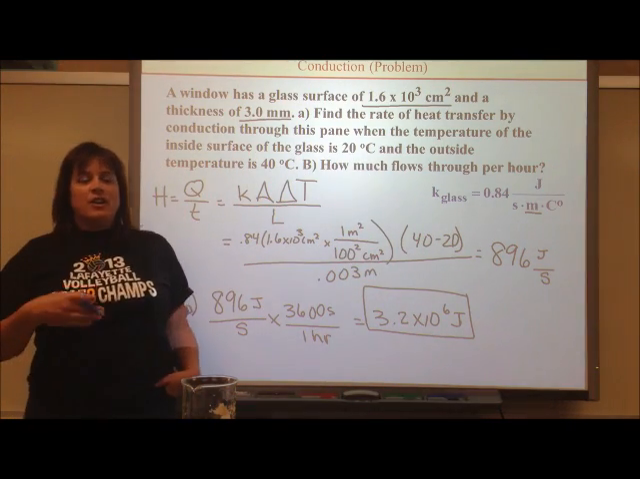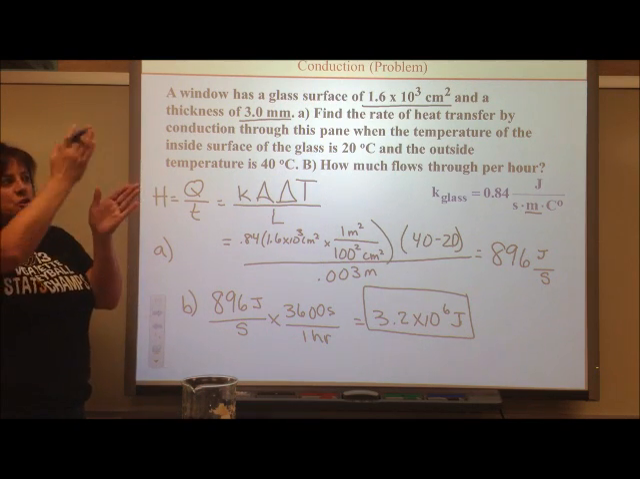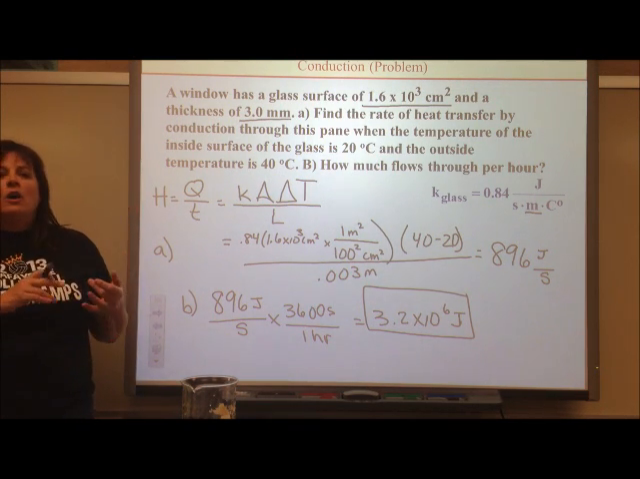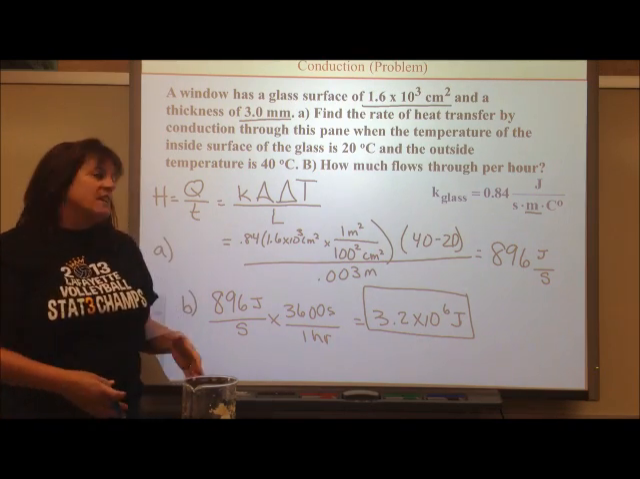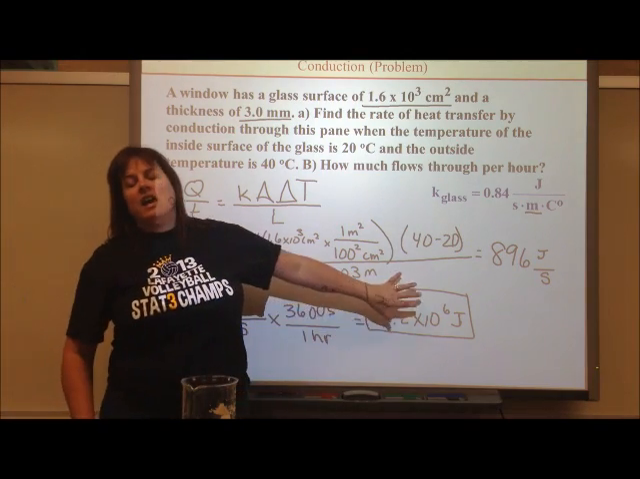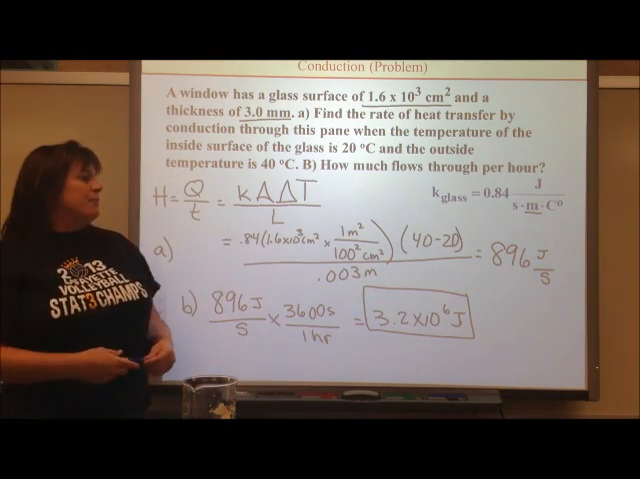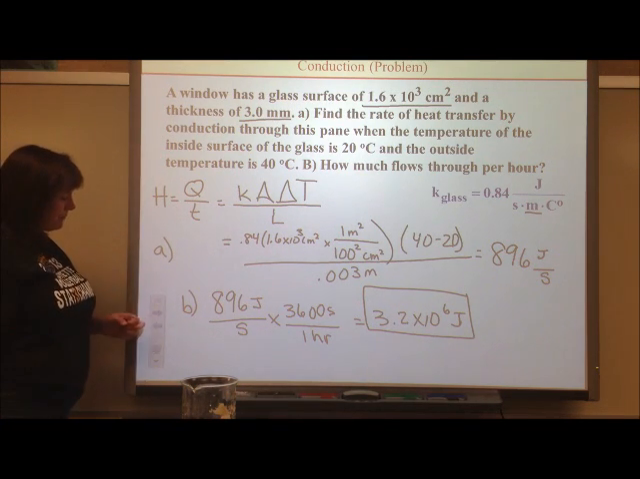So that's why your glass panes aren't just glass panes. You have multiple panes, usually with a layer of either air or a vacuum, or even another inert gas in between the glass panes to try to help with insulation, because that's a lot of heat loss, or in this case, heat gain inside.